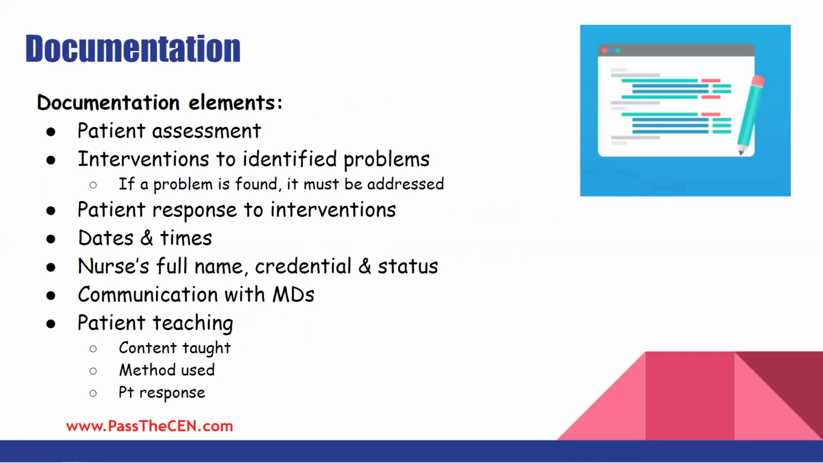Parts of our documentation: obviously our patient assessment is documented, along with any interventions. Again, if you find a problem, it needs to be addressed. That doesn't mean you have to fix it, but you need to have some statement about what was done. So, I noticed there was 4+ pitting edema. What did I do about it? I discussed with the physician that the patient also reports 4+ pitting edema. It's kind of like putting the ball off on them, but it shows you did something about it, because the worst thing to do is have nothing documented.